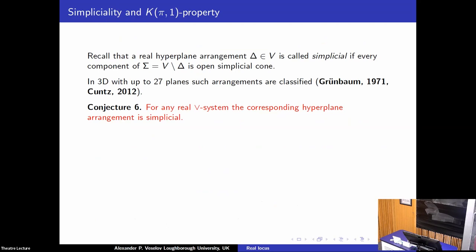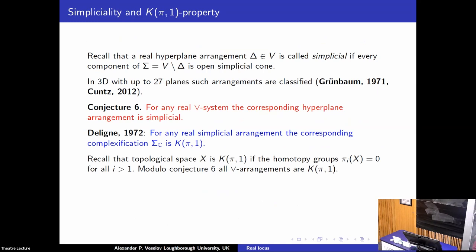So let me now turn to another property. They all, for some reason, are simplicial, right? And the conjecture is that the corresponding hyperplane arrangements are simplicial. And this is related to K pi 1, another topological property. Because of the Lie, it means that the complexification is K pi 1. And this means that higher homotopy groups are trivial.